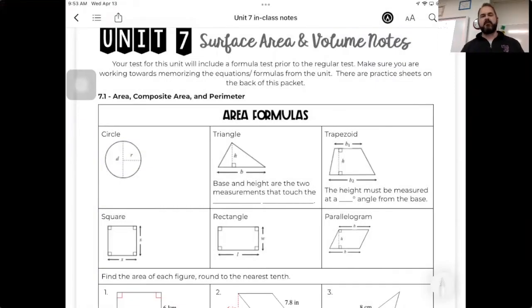Welcome to the lesson video for Unit 7, Day 1, or Day 7.1. We're going to start this lesson. We're going to talk about area, composite area, and perimeter. Unit 7, we start to talk about surface area and volume of three-dimensional figures.